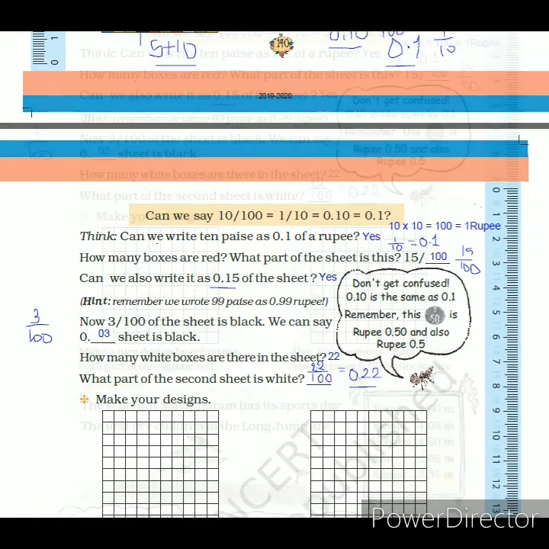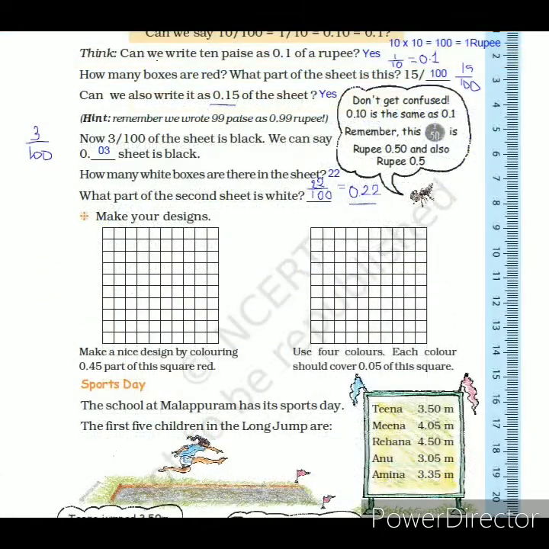Now we have given one activity. See, this is the activity given here. Make your designs. Given here are 100 boxes divided in equal parts. Now in the first box we have to make a nice design by coloring 0.45 part of this square red. From these 100 boxes we have to give 0.45 part as red color. 0.45 means out of 100, that means 45 upon 100. In this box we have to give 45 boxes in red color.